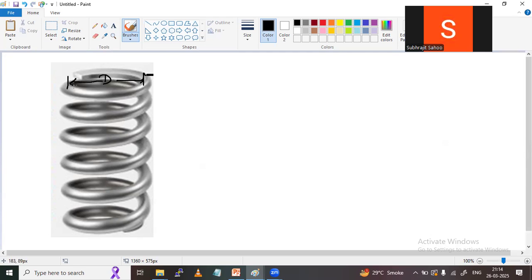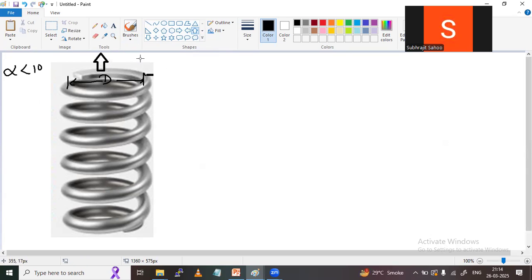Right? And here some load is applied. This is a closed coil. The helix angle alpha is less than, suppose, 10 degrees. We assume less than 10 degrees. And here the load is applied like this, suppose.